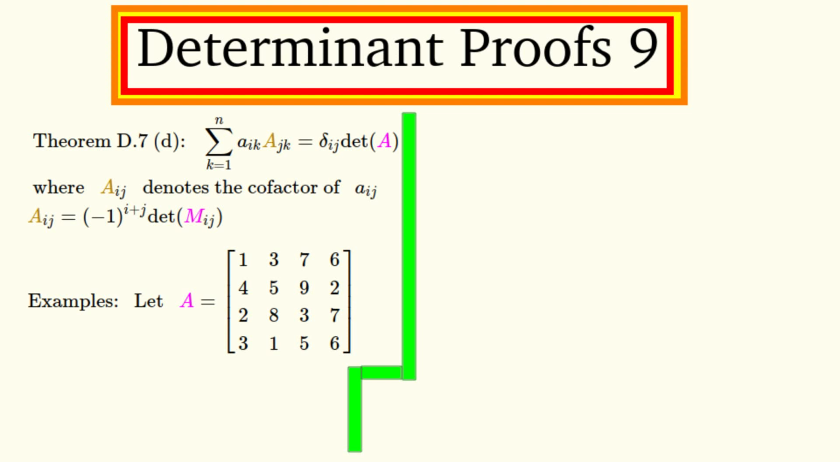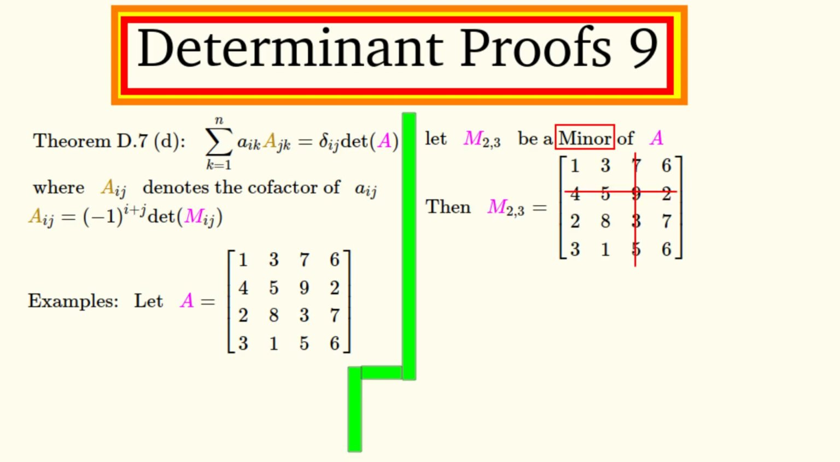If we let matrix A be this, and if we let this matrix be a minor of A with these two subscripts, then this is what this minor is in terms of A. We'll strike out the row and column given by its subscripts. The first subscript 2 refers to the row, so we'll strike out the second row, and the second subscript refers to the column, so we'll strike out the third column, which will leave us with this smaller matrix. So this is what a minor is.